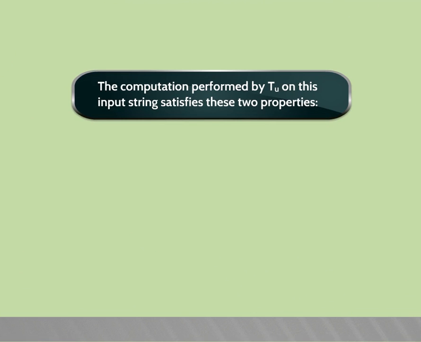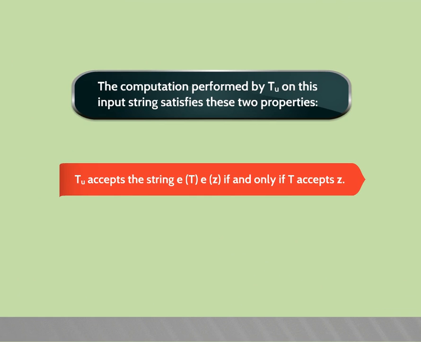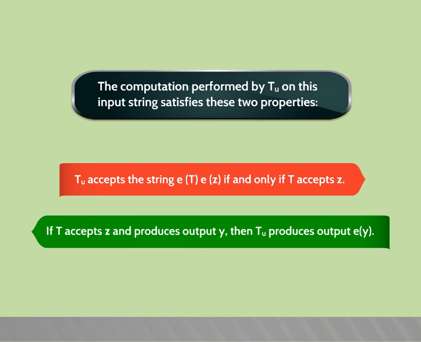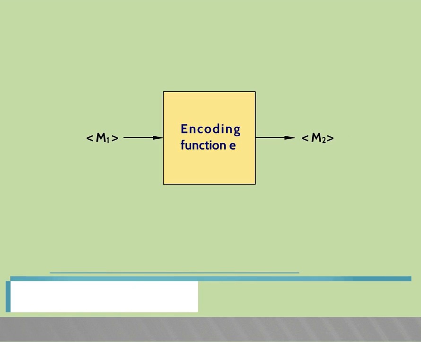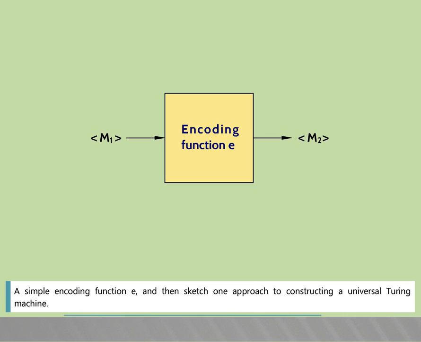The computation performed by TU on this input string satisfies these two properties. TU accepts a string E of T, E of z if and only if T accepts z. If T accepts z and produces output y, then TU produces output E of y. We describe a simple encoding function E and then sketch one approach to constructing a universal Turing machine.